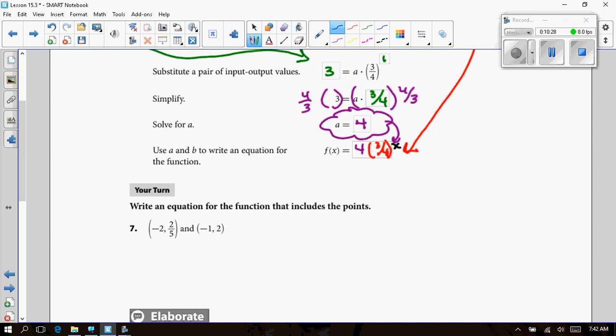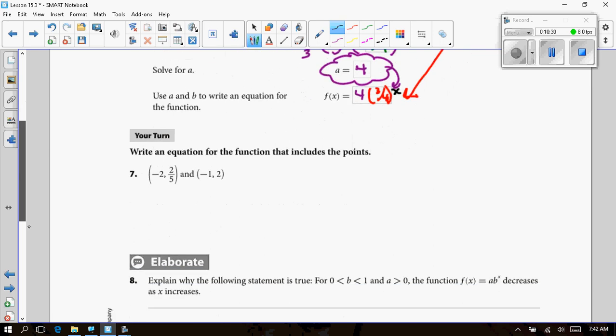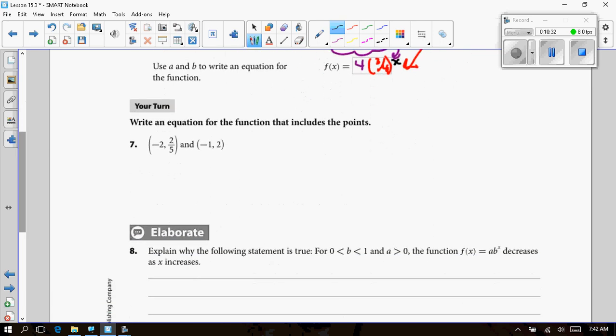Okay? So I'm going to ask you guys at this time to try number 7. Hit pause. Give number 7 a shot. Ask someone near you if they got the same answer, and then go ahead and hit play and see if you match mine.